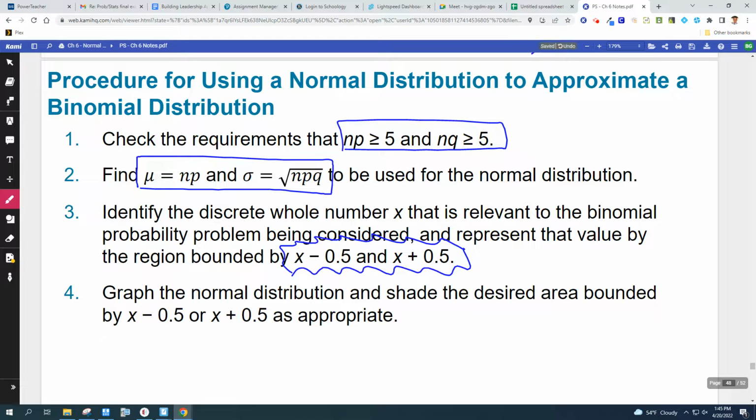When it says identify the discrete whole number x, x is the number that they're looking at, right? They might say we want it to be more than 145 or more than 212 or whatever. So they're going to have to give you this x number, and then we're going to just kind of change the numbers slightly by either adding or subtracting 0.5.